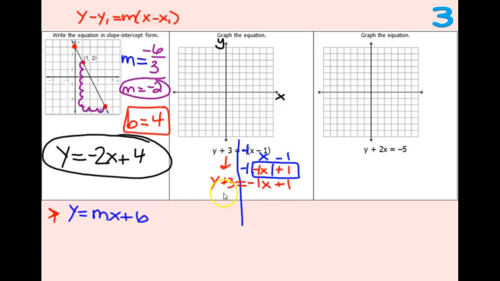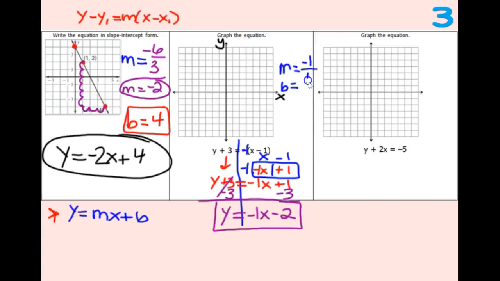And then we need to get y by itself, so I'm going to subtract 3. So we have y equals negative 1x. If I have 1 of something and I take away 3, I'm now in the negatives. For different signs, subtract 3 minus 1 is 2, and there's more negatives. So here's our equation. If it helps to identify m and b, write those down. M is negative 1, or as a fraction, 1 over 1, and b is a negative 2.